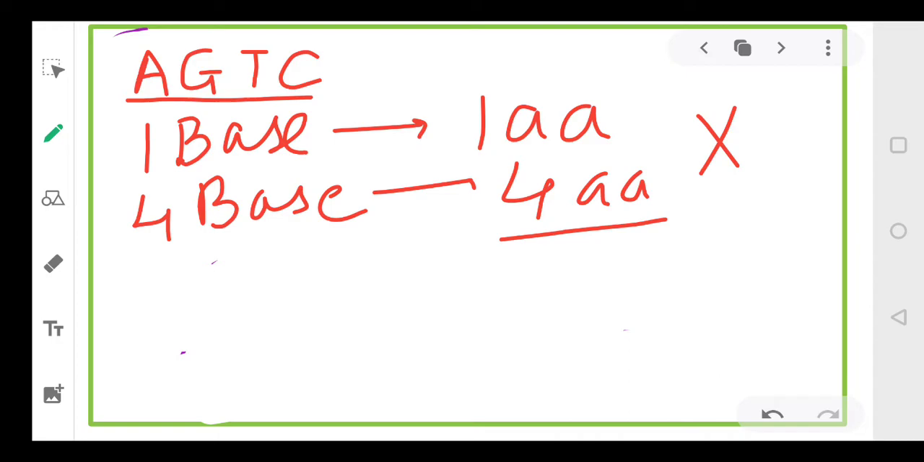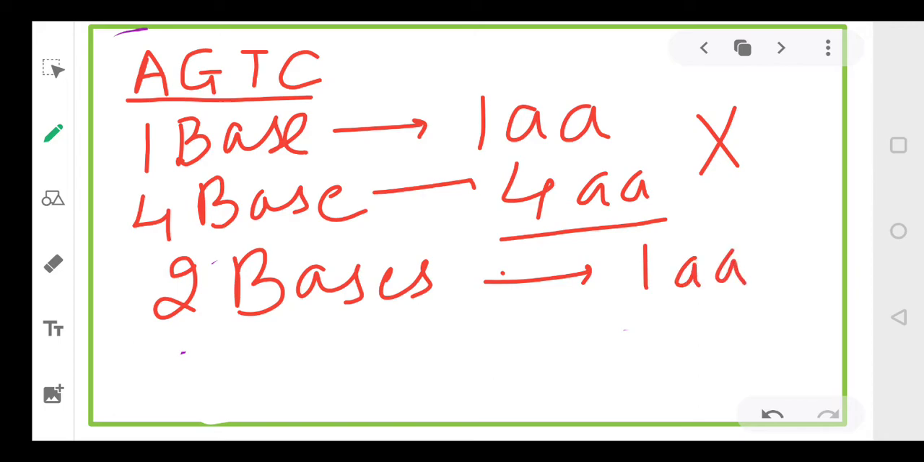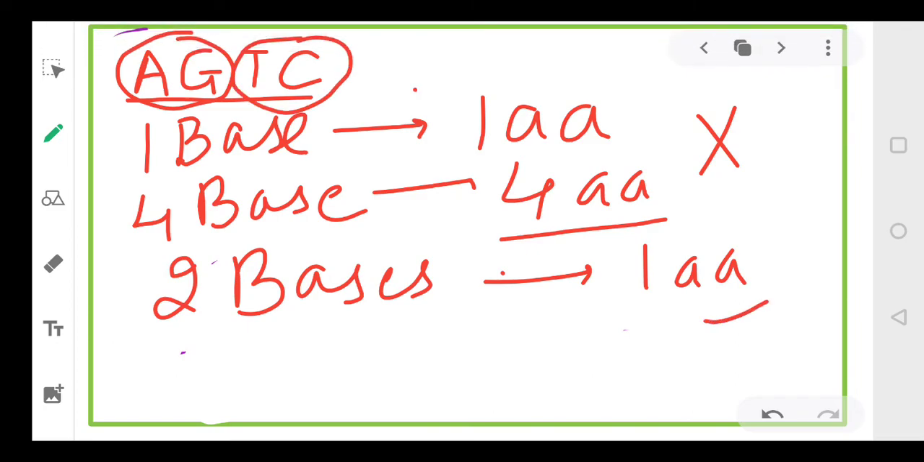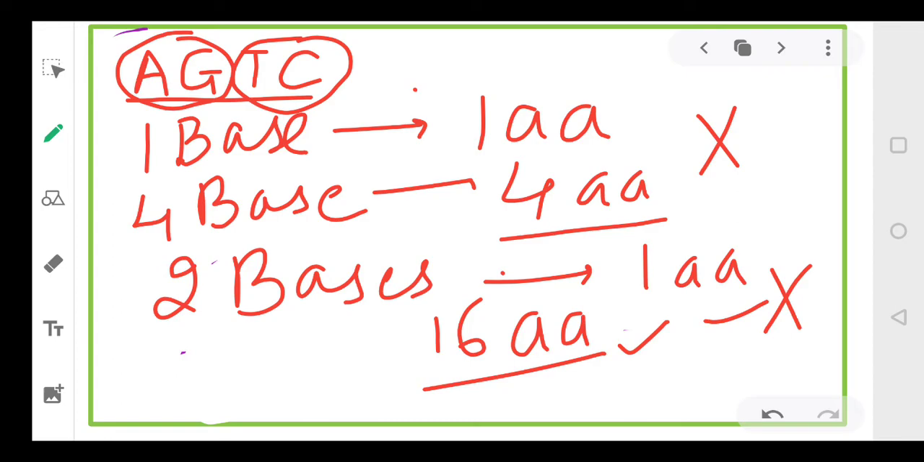So let's assume that 2 bases will form 1 amino acid. Any 2 can be taken at one point of time. We can take AG, we can take GT, we can take TC. Any 2 bases at a time can form an amino acid. If we go by this concept, then we have 16 amino acids possible. And we have a total of 20 amino acids. So even this concept will not work.